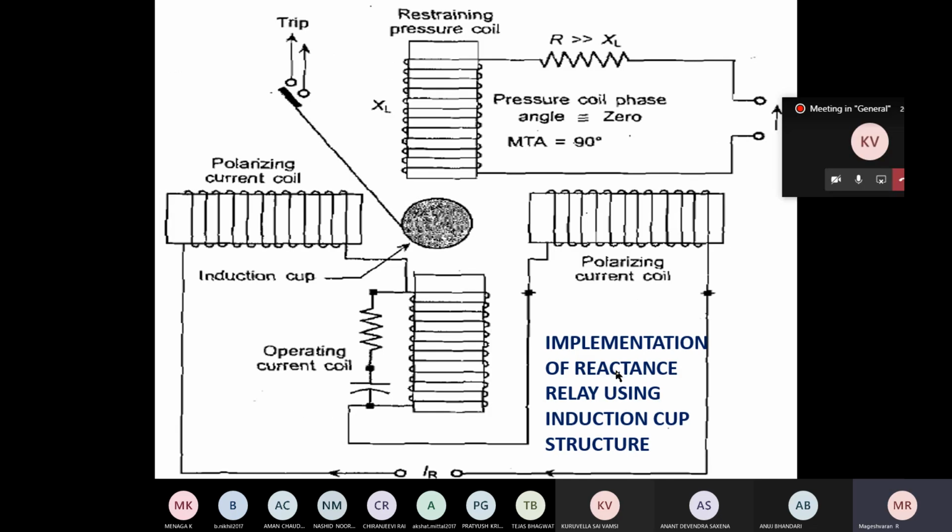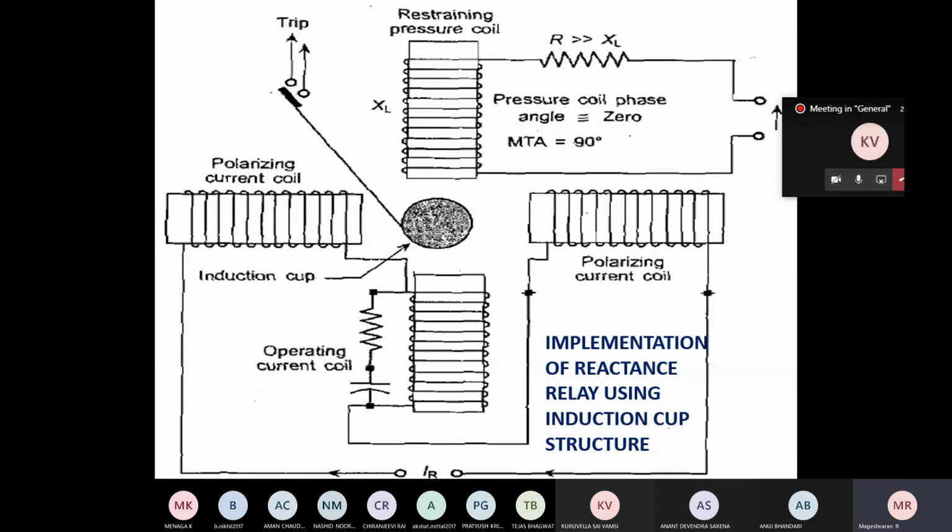Okay. Now coming to the implementation. So this implementation is explained with an induction cup structure. This is one kind of electromagnetic induction type of relay, like our watt-hour meter. We saw the watt-hour meter familiarly, particularly for IDMT type of relays. I think you remember the name watt-hour meter, shaded pole structure, induction cup structure. Here it is an induction cup structure.